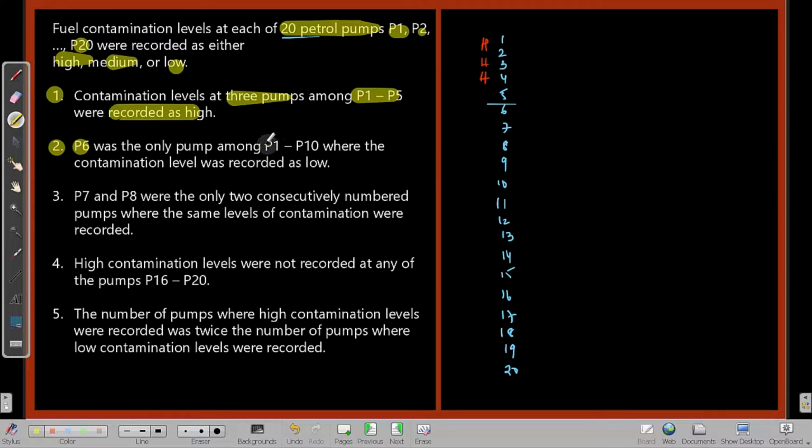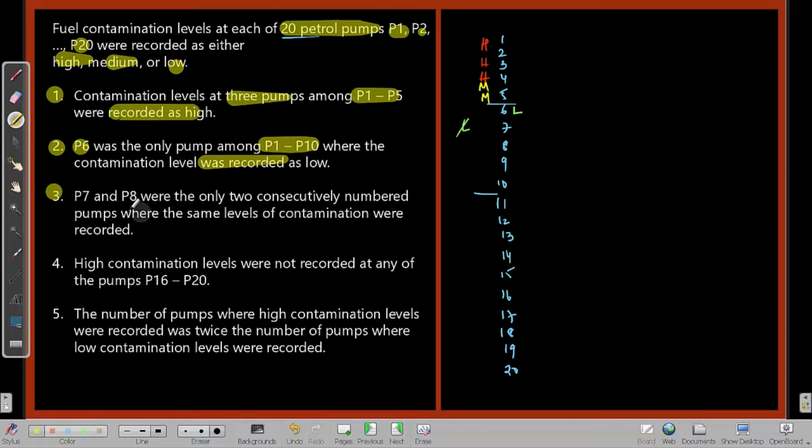P6 was the only pump between P1 to P10 where the contamination level was low. So what we now know is P6 is low, and from 1 to 10 we cannot have any more lows. There are no more lows that we can put, which means we have to put high and medium. Now given that we have 3 highs there and we have 5 slots, 2 slots need to be filled. Since L cannot be part of that 5, both of them have to be medium. That's what we can infer from there.